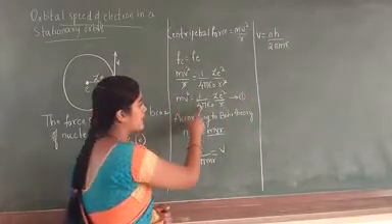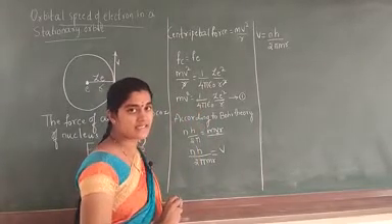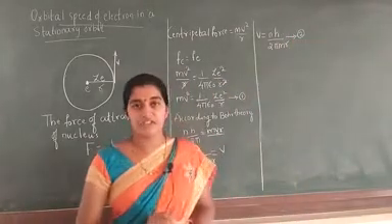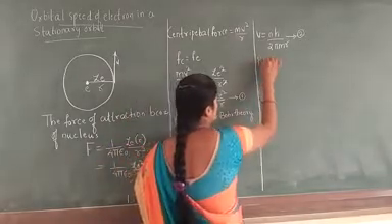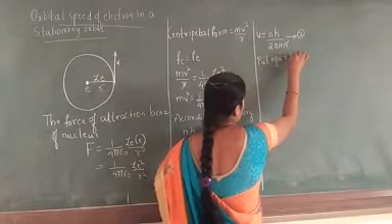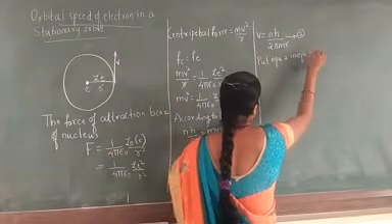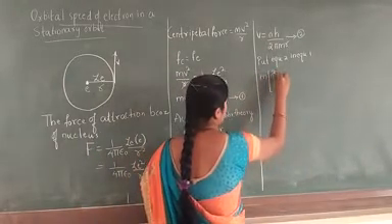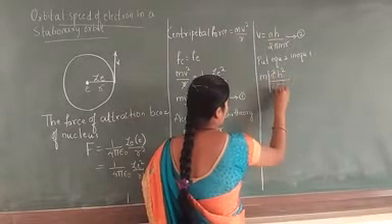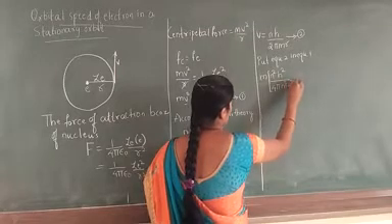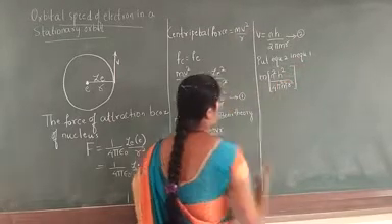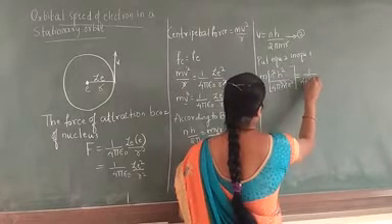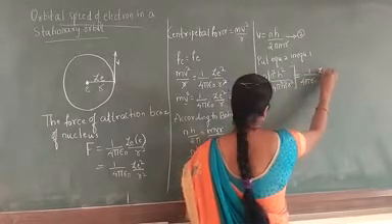mv square is equal to 1 divided by 4 pi epsilon naught into Ze square by r. Let us consider this as equation 2. Now put equation 1 in equation 2, just putting the value of v. Here v square gives n square h square divided by 4 pi square m square r square, and this is equal to 1 divided by 4 pi epsilon naught into Ze square by r.